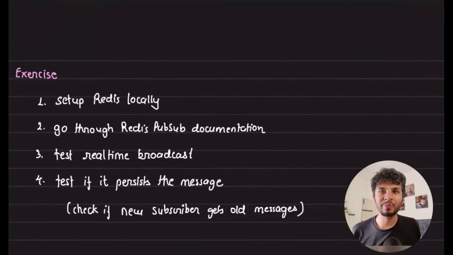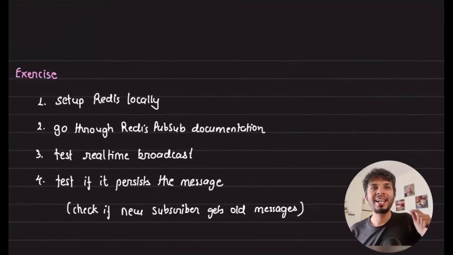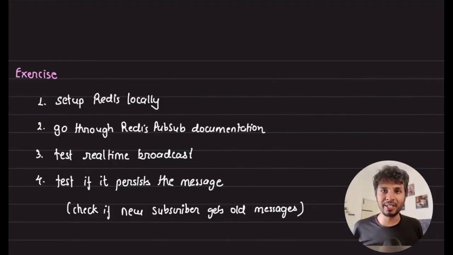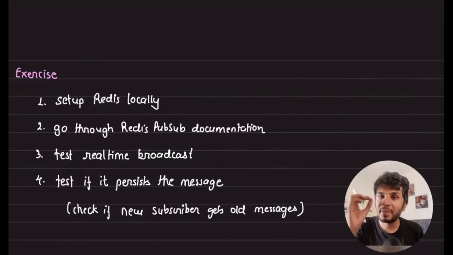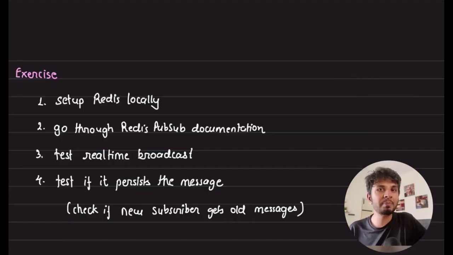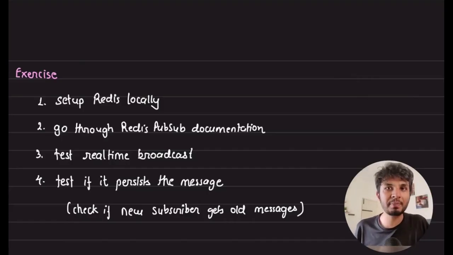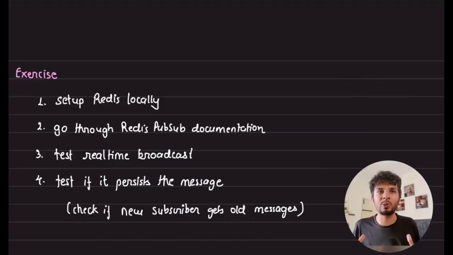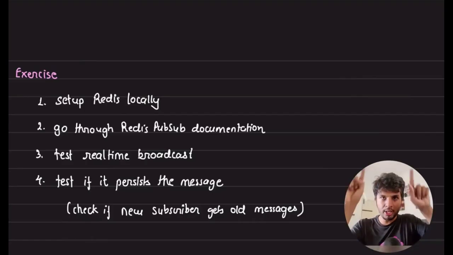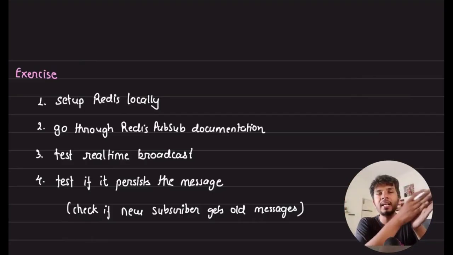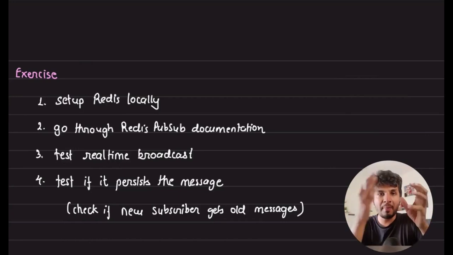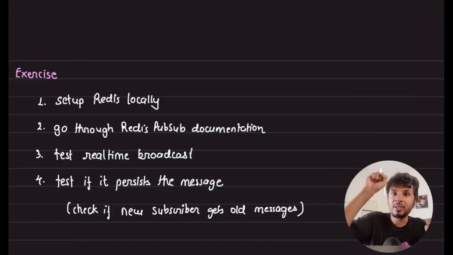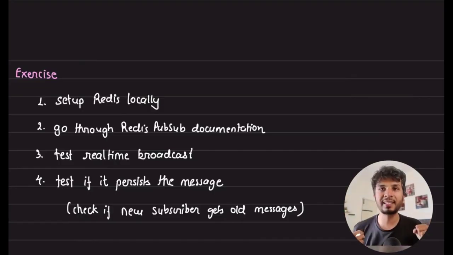So now what I want all of you to do is this. Set up Redis locally. I'm sure you would have it by now, but set up Redis locally. Go through the Redis Pubsub documentation. Once you go through the documentation, try to run a simple hello world following the documentation, right? Test real-time broadcast. Have multiple clients. So on your terminals, create 5 or 6 terminal screens. Make 4 of them subscribers, 1 of them publisher. The publisher pushes the message onto that channel. You see how immediately all subscribers receive it.